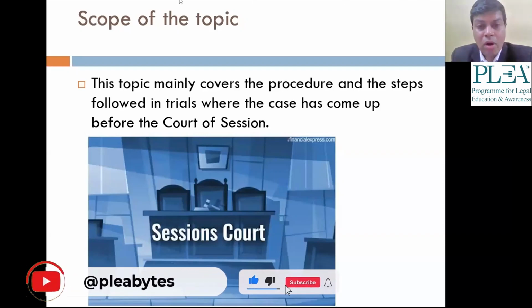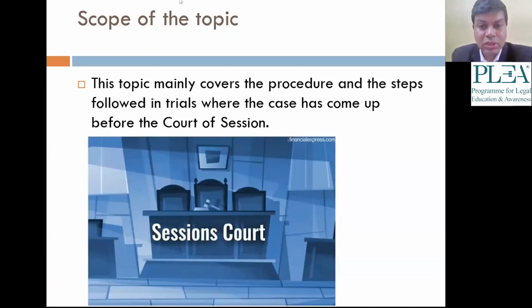So the court, on considering the documents and records of the case and hearing the prosecution and the accused on the matter, shall discharge the accused if the judge thinks that there is no sufficient ground to proceed against the accused. Normally, what happens now?